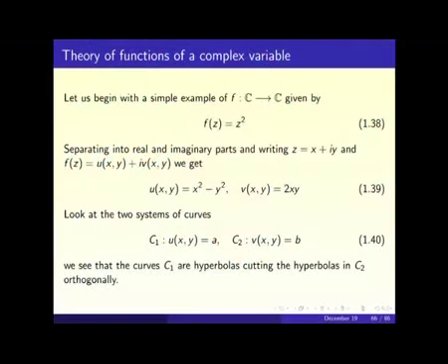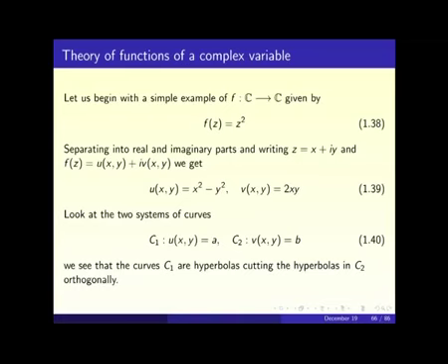Nothing that I've talked about here will go beyond your 12th standard syllabus. So don't be scared by the theory of functions of a complex variable. Let us take a function f from C to C given by f of z equals z squared. You separate it into the real and imaginary parts. Write f of z equals u(x,y) plus i v(x,y).